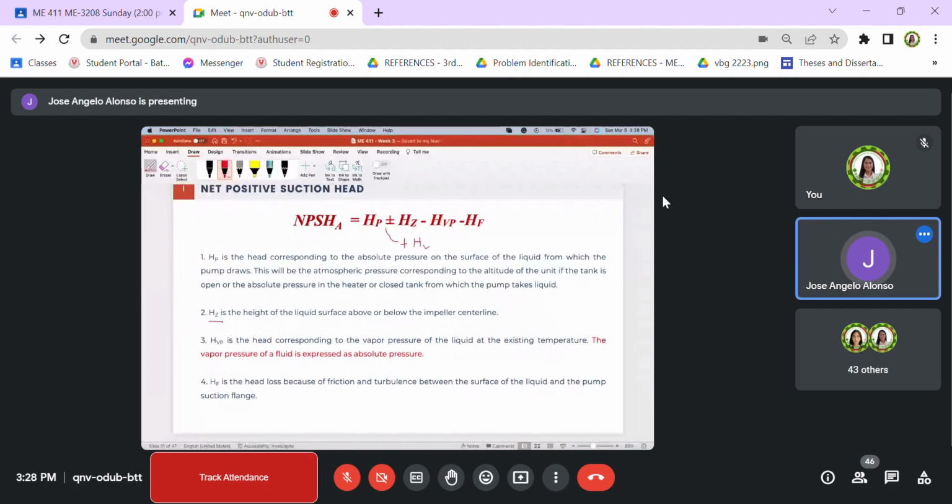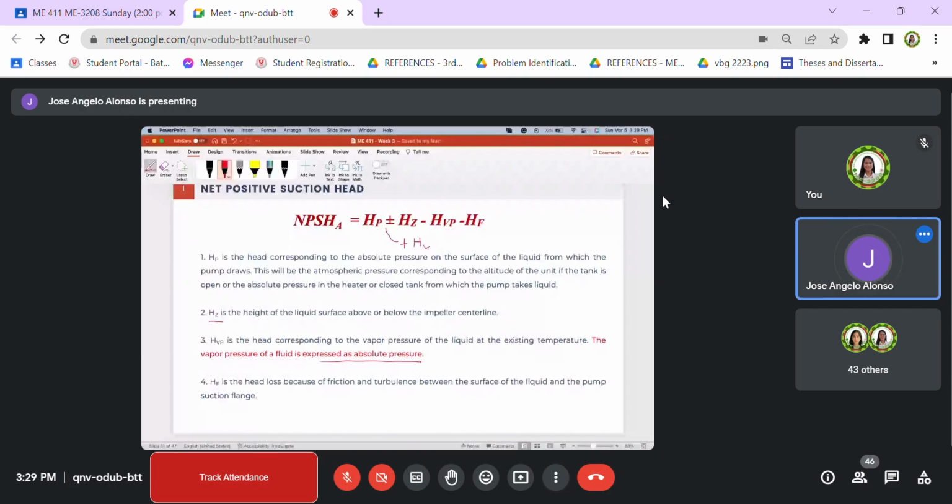HVP, represented by the vapor pressure, is the head corresponding to the vapor pressure of the liquid at the existing temperature. It is expressed as absolute pressure. While H sub F is the head loss because of the friction and turbulence between the surface of the liquid and the pump suction flanges.